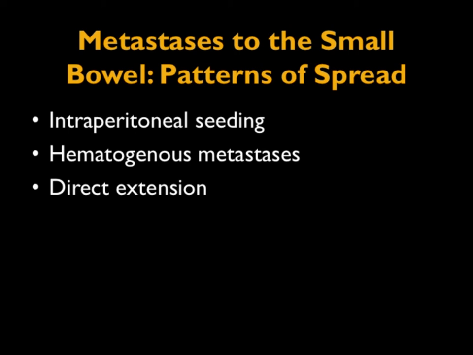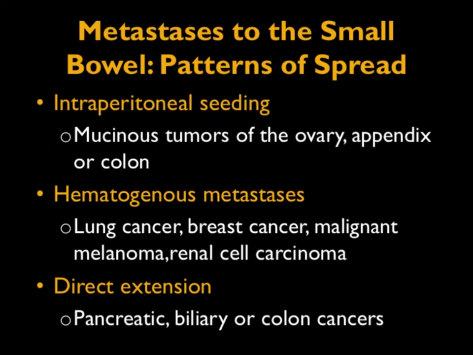a poster child. Intraperitoneal seeding, I'm thinking of mucinous tumors of the ovary, appendix, or colon, the classic being ovary. Hematogenous spread, that's melanoma, breast cancer, lung cancer, and direct extension, that's typically pancreatic. Think about pancreatic head tumors invading the duodenum or invading the 4th portion of the duodenum, causing obstruction. So it's easy to think of.